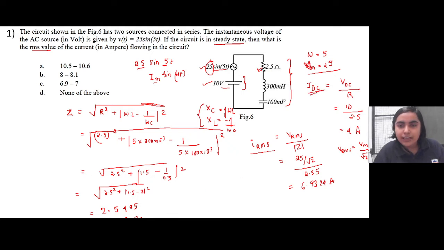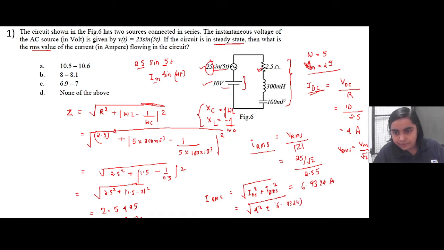So the total current flowing through this circuit at steady state will be a contribution from both of these, and the total IRMS will be given as the square root of the DC component square plus the AC IRMS square. So which is equal to IDC is 4 square plus 6.9324 square.